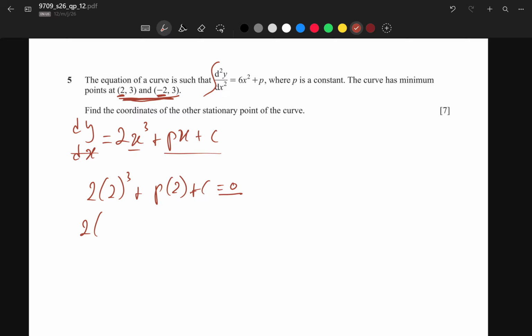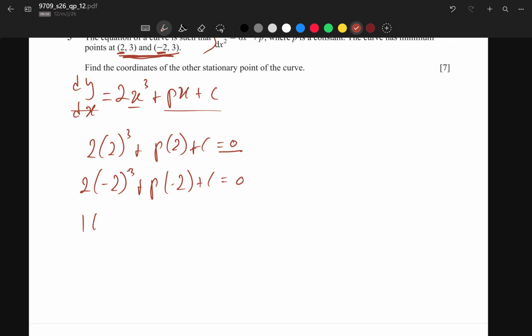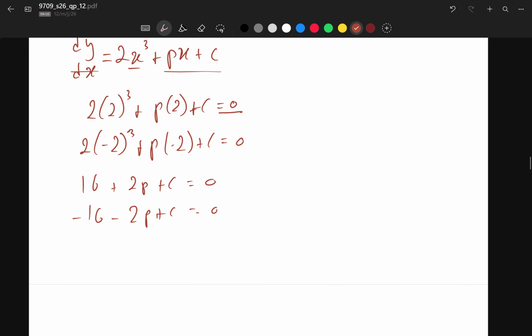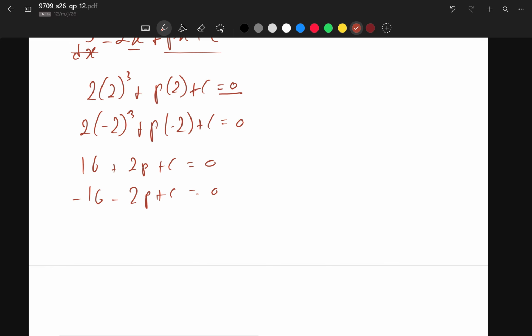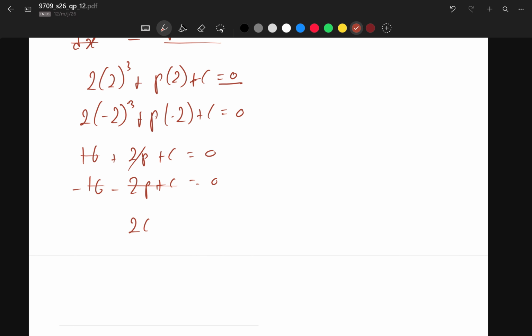Now for negative 2, 2 into negative 2 raised to power 3 plus p into negative 2 plus c equals 0. Now this is 16 plus 2p plus c equals 0, and minus 16 minus 2p plus c equals 0. Now if you add these both equations, these will cancel out, these will cancel out, and the only thing that will remain is 2c equals 0, so c is equal to 0.